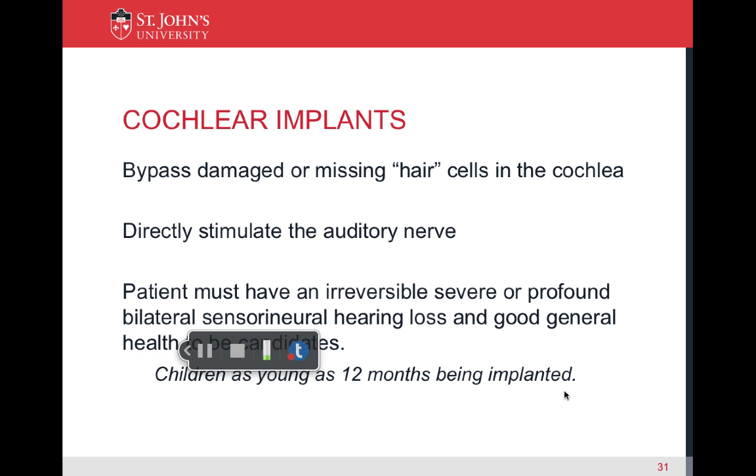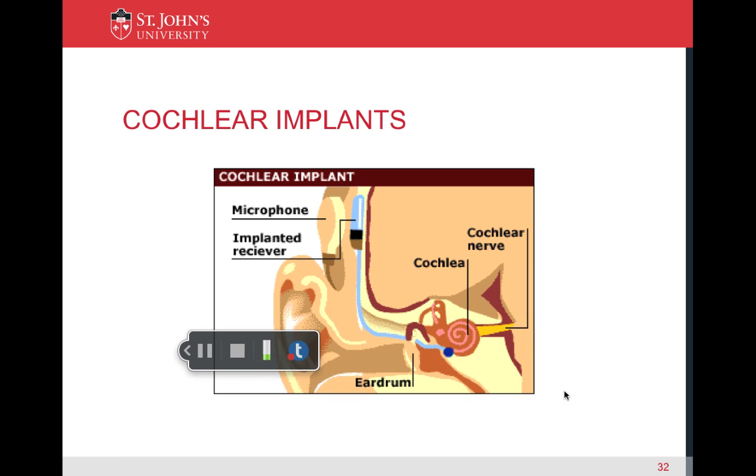In order to be qualified for a cochlear implant, a patient has to have an irreversible, severe to profound, bilateral, that means 2 ears, cochlear hearing loss, and in good general health. Cochlear implants are wonderful for young children and infants because their brains are very plastic, but they don't work as well in adults, whose brains are already set. All the connections are made. Here's a quick picture of a cochlear implant. There are external portions and then there are internal portions.